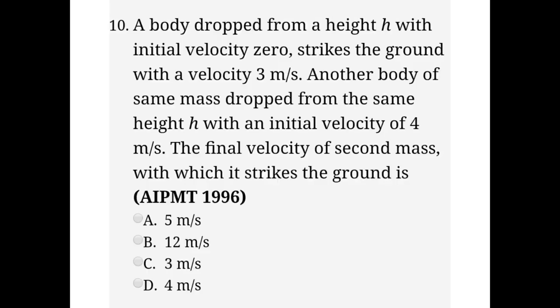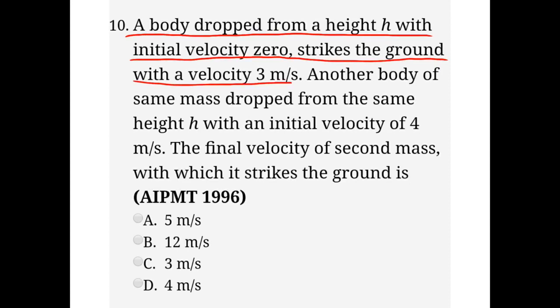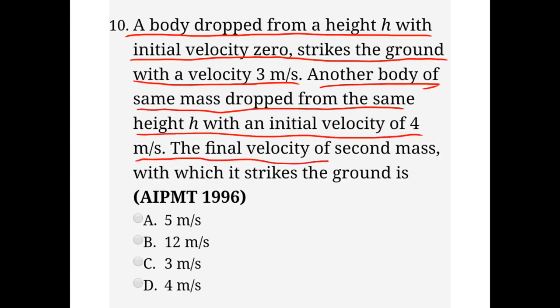Question number 10. A body dropped from a height h with initial velocity 0 strikes the ground with a velocity 3 meter per second. Another body of the same mass is dropped from the same height h with an initial velocity of 4 meter per second. The final velocity of the second mass with which it strikes the ground is: option A, 5 meter per second; option B, 12 meter per second; option C, 3 meter per second; option D, 4 meter per second. Which one is the correct answer?